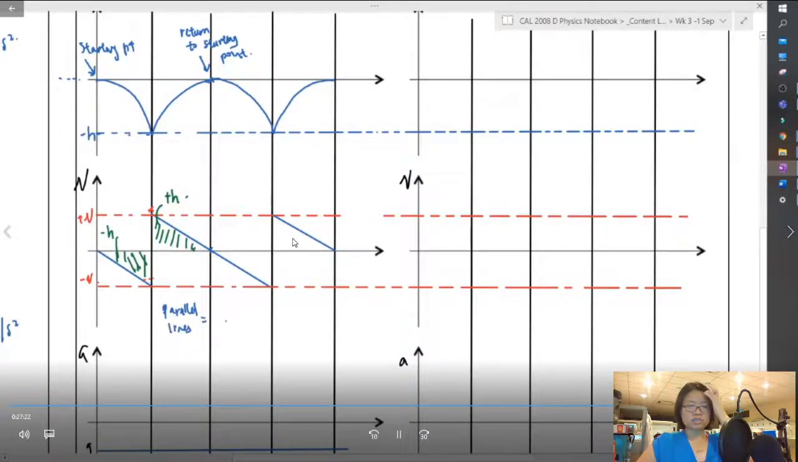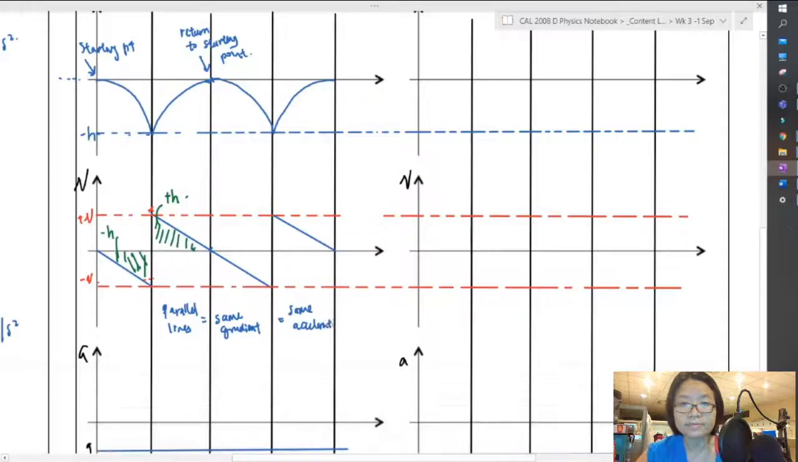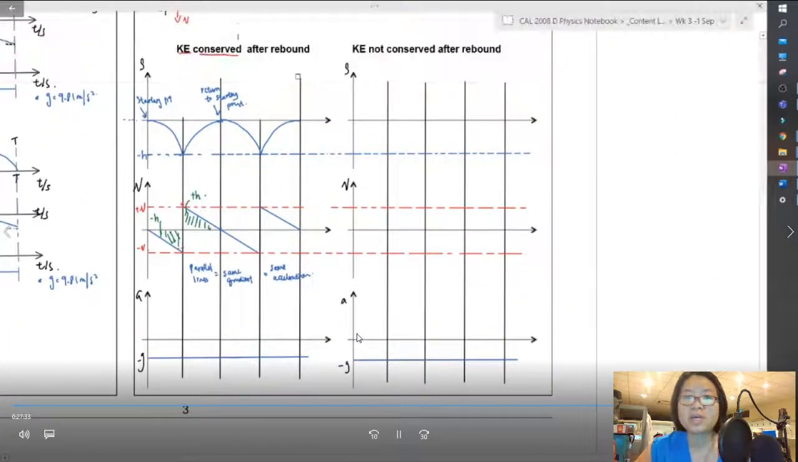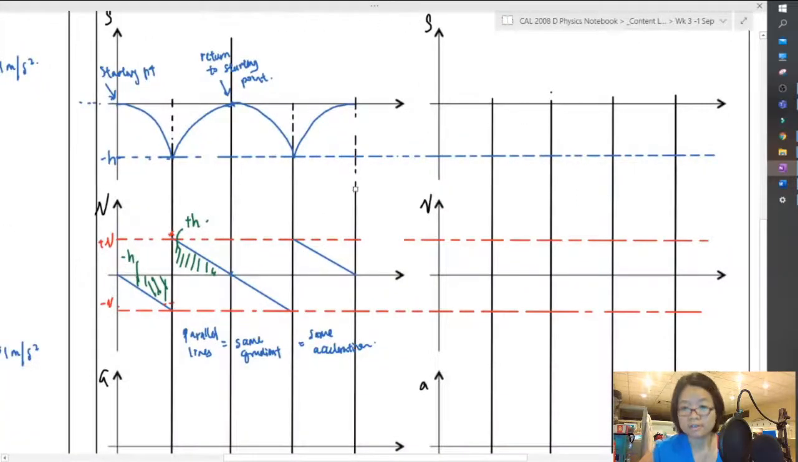Okay. And as mentioned previously, you must have parallel lines. This is to show that they have the same gradient. And because of this, they have the same acceleration, negative 9.81.